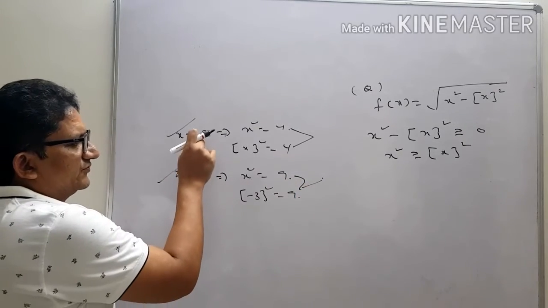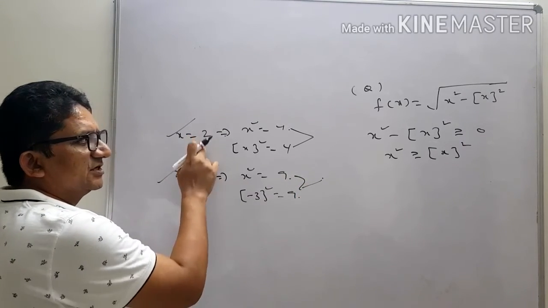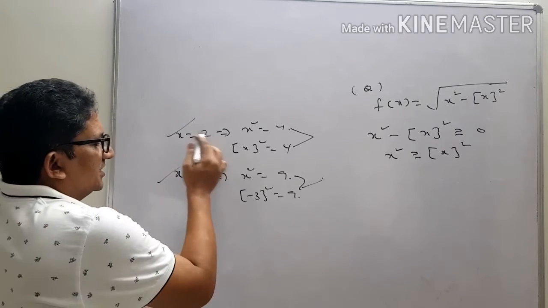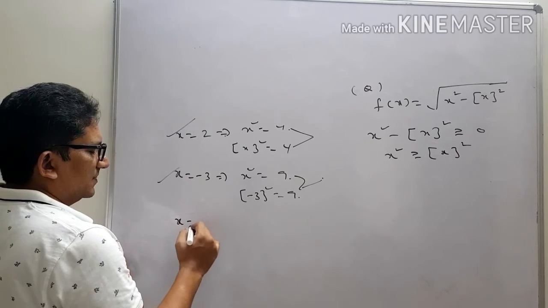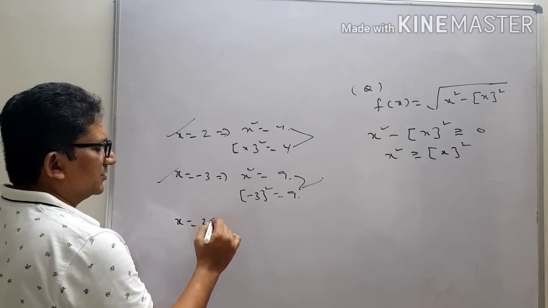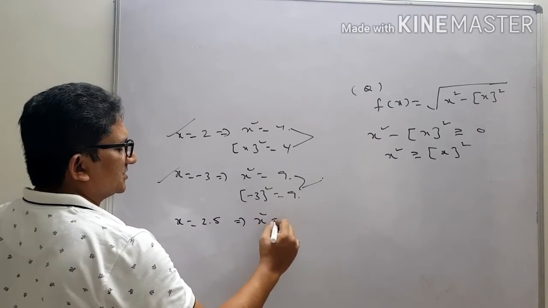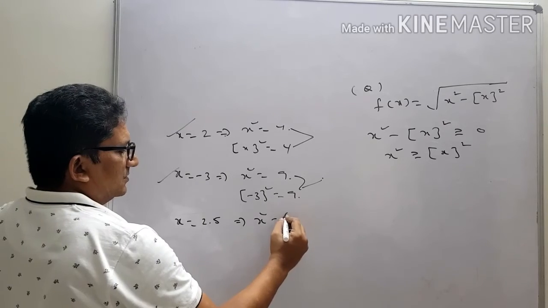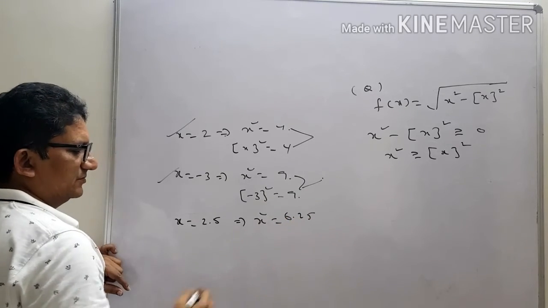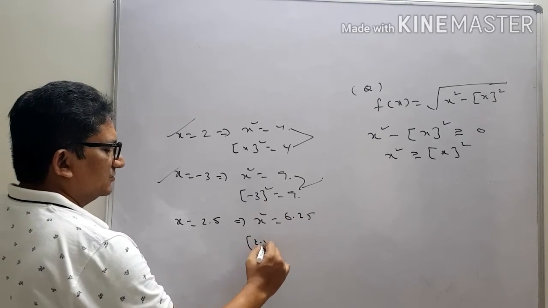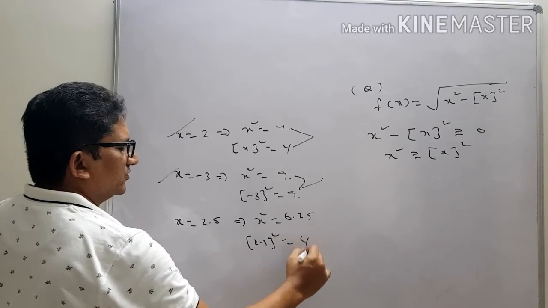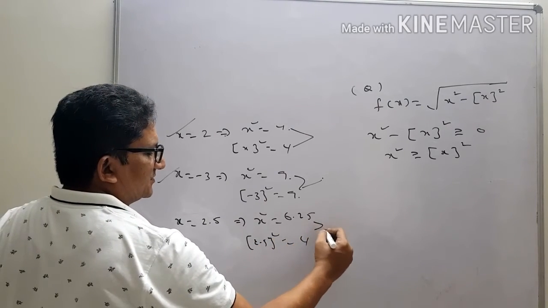So that means it is true for positive integers as well as negative integers. We will check real numbers. x equals some 2.5 I will take. So x is 2.5 means x² equals how much? 6.25. (Step of 2.5)² is 4, or not? That means here the greater than symbol is valid.